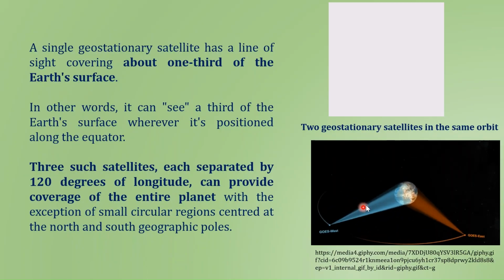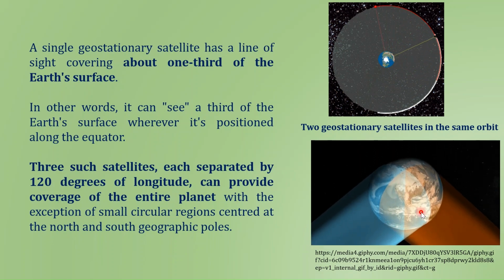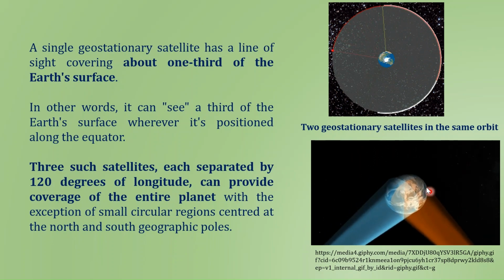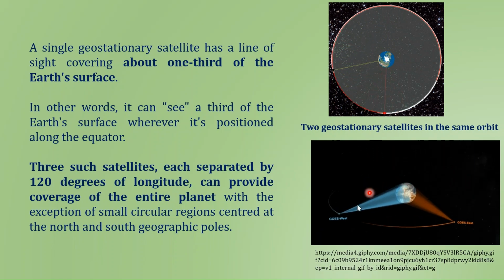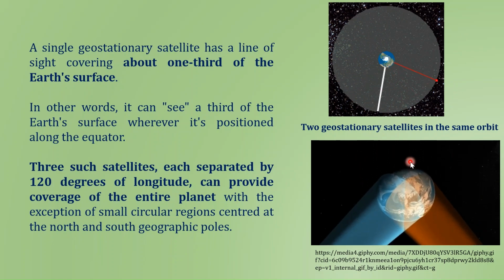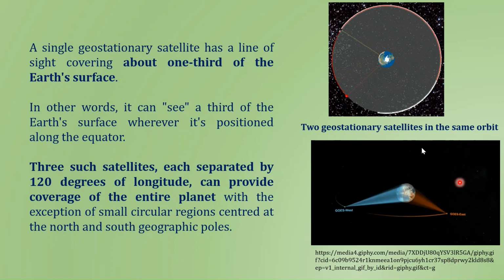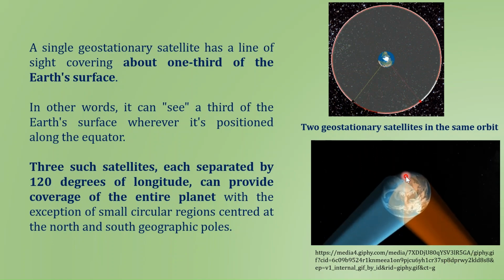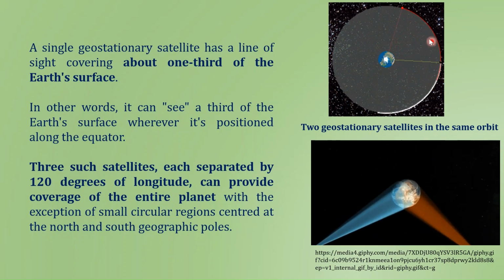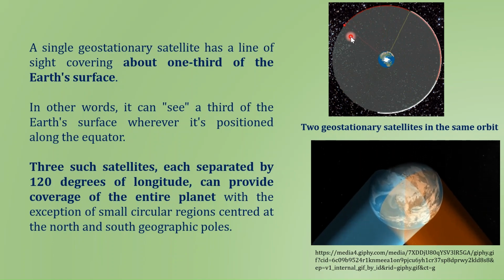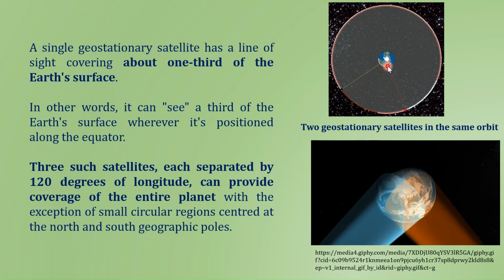A single geostationary satellite has a line of sight covering one-third of the Earth's surface, meaning it can observe a third of Earth's surface when it is positioned above the equator. So if we have three satellites in the same orbit separated by 120 degrees of longitude, they will provide coverage of the entire planet except for the area above the north and south poles. So here we have two geostationary satellites in the same orbit, and each satellite is stationary with respect to a particular position on the Earth.